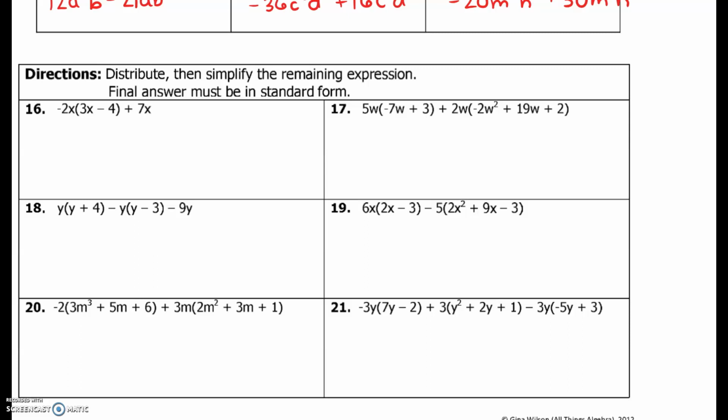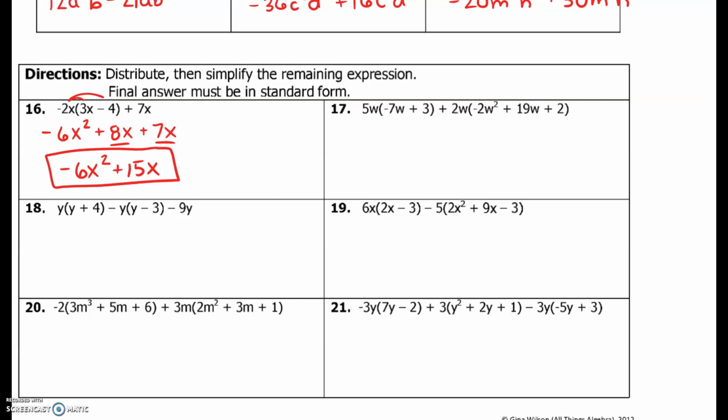In the first one here, number 16, we're going to distribute negative 2x. That will give us negative 6x to the second and positive 8x. Bring down any remaining portion of the expression. And now look at the terms you have left over. Start with the highest exponent, in this case negative 6x squared. There's no other x squared, so that will be the first term. And then add 8x and 7x together, resulting in a positive 15x. That would be your final answer for number 16.